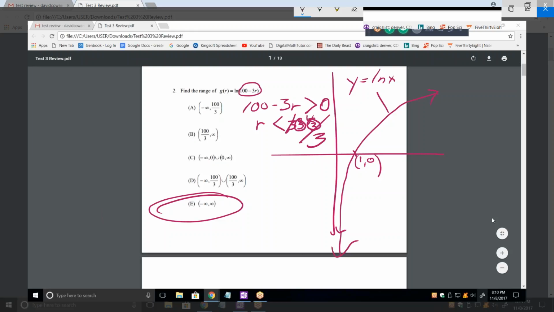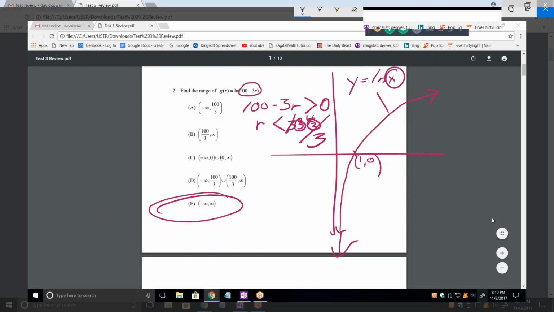And when r gets close to 100/3, we're at negative infinity, and when r goes negative, we're at positive infinity, so it is e. It does not really matter what that argument is or how r is restricted. In other words, x is restricted up there also. x has to be greater than 0. But the range is still negative infinity to positive infinity.